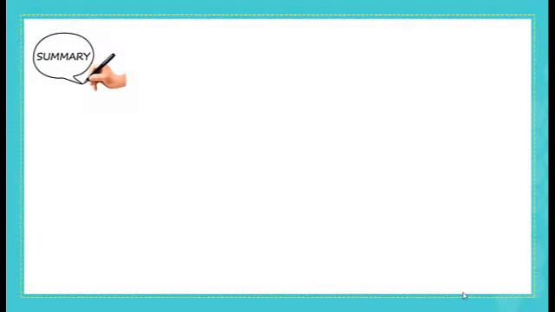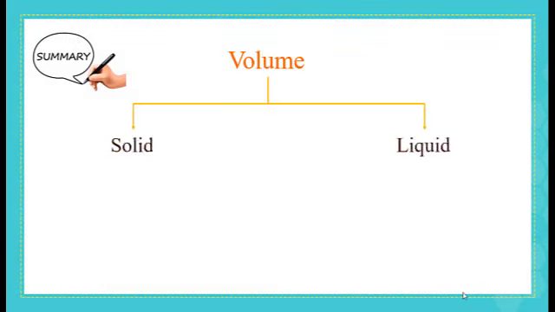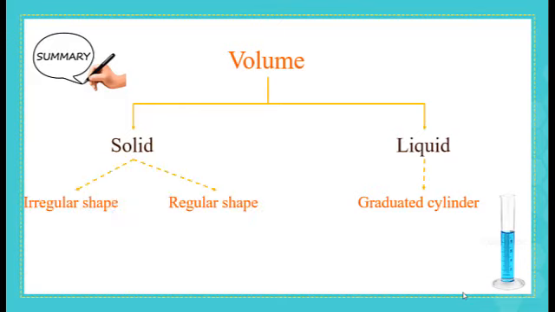Summary: to find the volume of a liquid, we have to use the graduated cylinder, while if it is a solid, it could be of regular shape or irregular shape. Then if it is of regular shape, we can find the volume of this solid by calculation or by immersion method. While if it is of irregular shape, we have only one method, that is immersion.